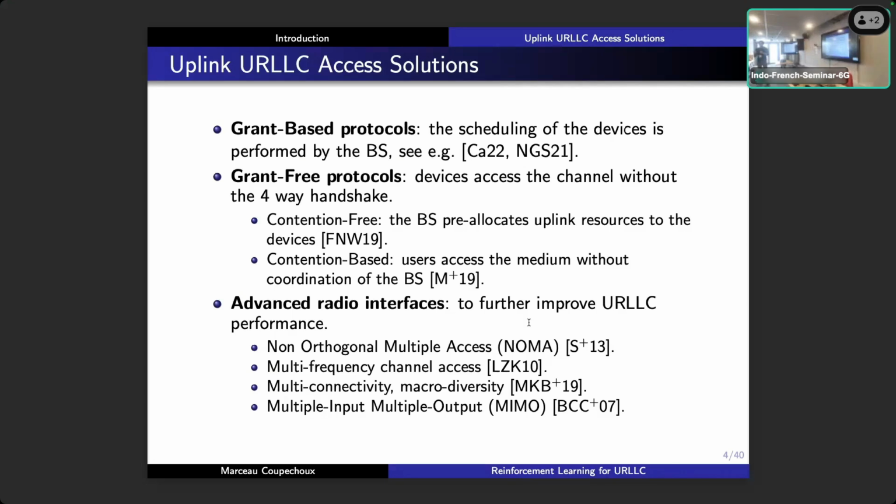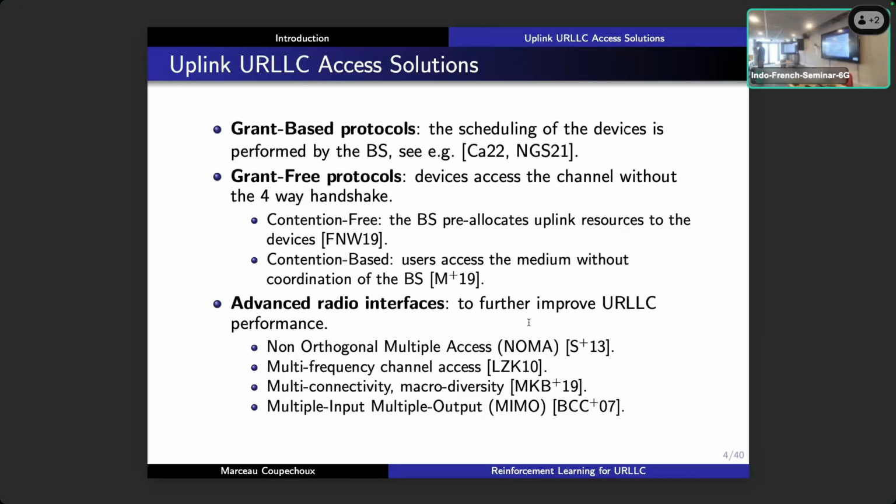That is not feasible in case of URLLC communications. So the idea of grant-free protocols is that we avoid this four-way handshake. There are two techniques. Either you are contention-free, so in contention-free grant-free protocols, the BS pre-allocates the resource in advance. So you say, for example, every 20 milliseconds, you have one slot.